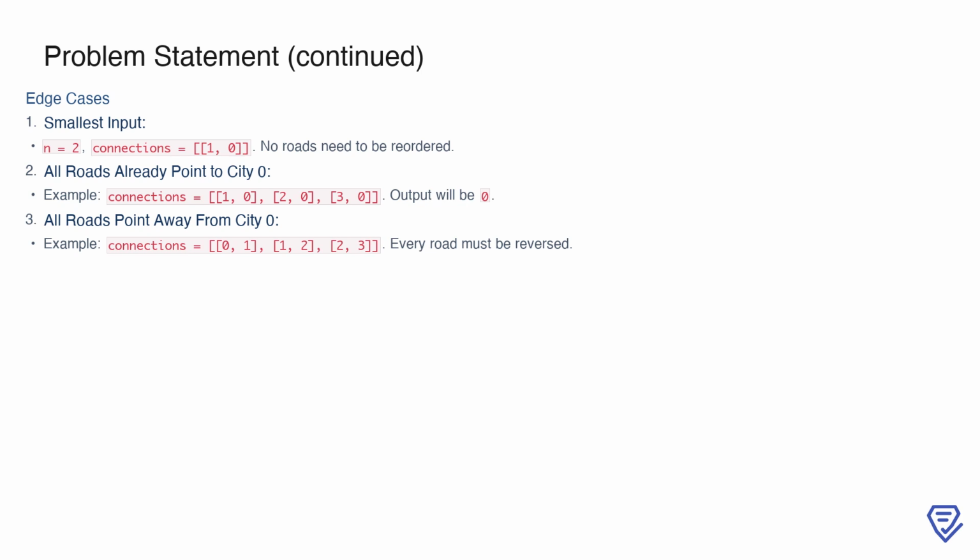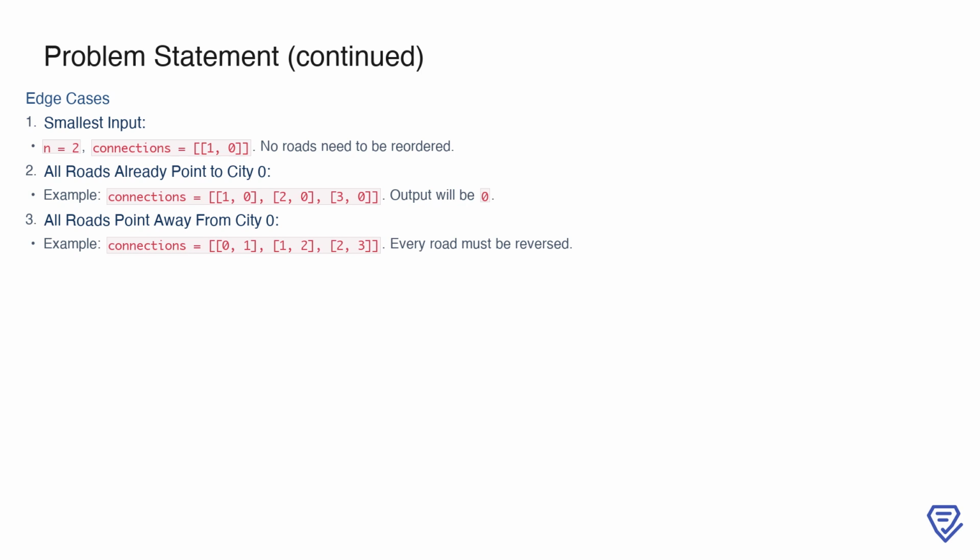Now, let's discuss some edge cases. First, consider the smallest possible input, where n equals 2, and there is only one road directed from city 1 to city 0. In this case, no roads need to be reversed. Next, imagine all roads are already pointing toward city 0, such as connections like [1,0], [2,0], and [3,0]. Again, no changes are needed, and the output is 0.